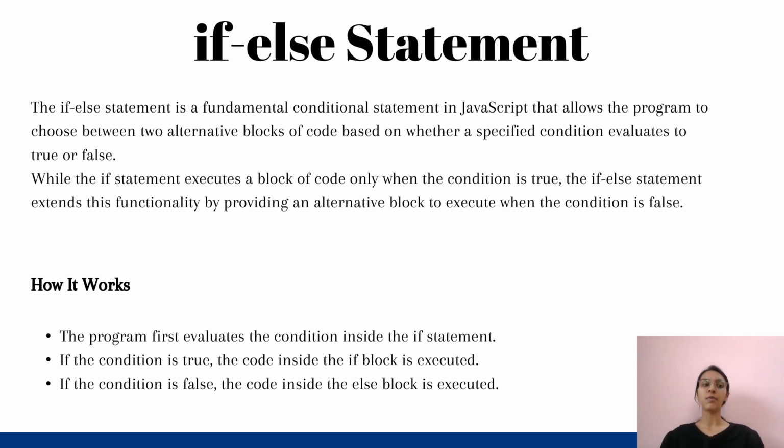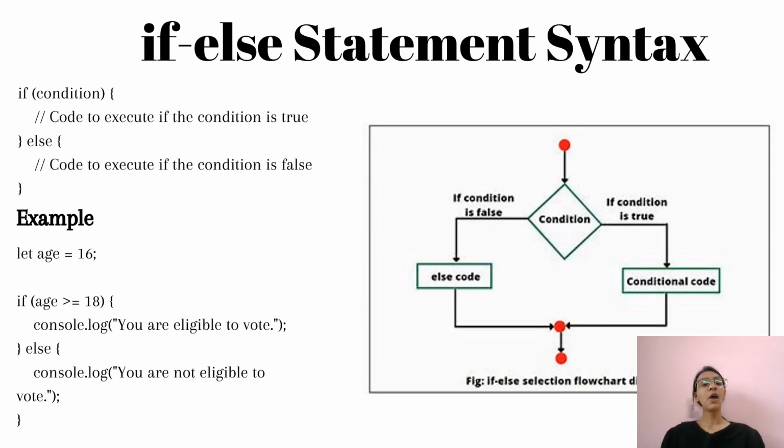How does the if-else statement work? Let us see. The program first evaluates the condition in the if statement. If the condition is true, the code inside the if block is executed. If the condition is false, the code inside the else block is executed. If-else statement syntax: if condition, if the condition is true, then this block of code is going to execute. If the condition is false, then the else part of the code will be executed.